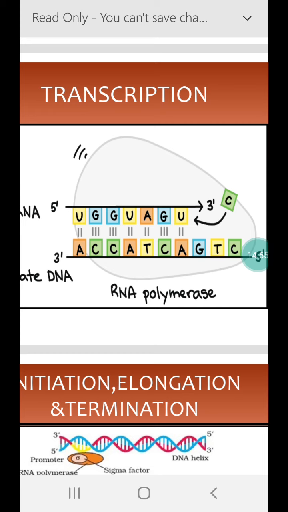The structural gene which is to be transcribed is generally monocistronic in eukaryotes and polycistronic in prokaryotes. In eukaryotes, the genes are split, having exons and introns. The DNA sequences which are expressed or appear in the mature or processed RNA are the exons, while those not appearing in mature mRNA are the introns.